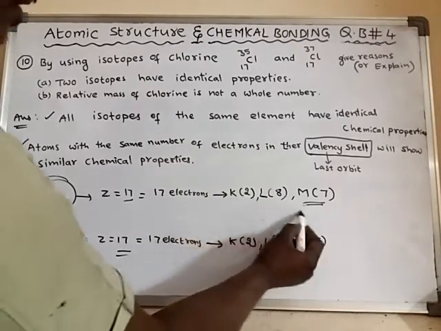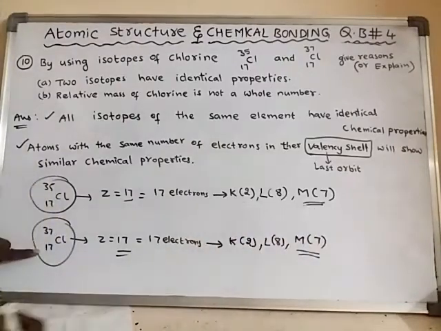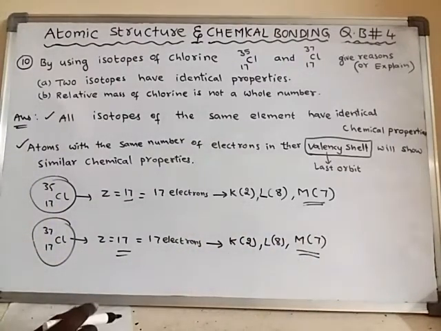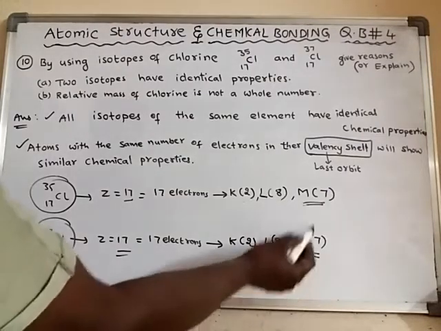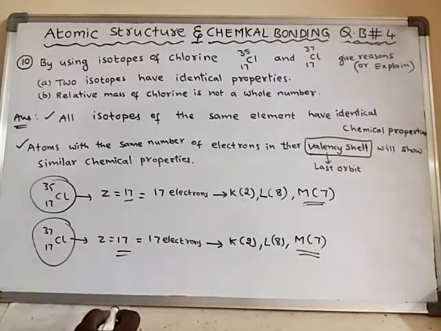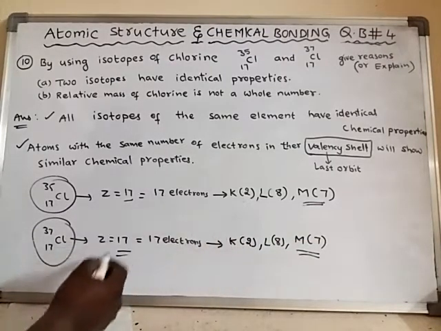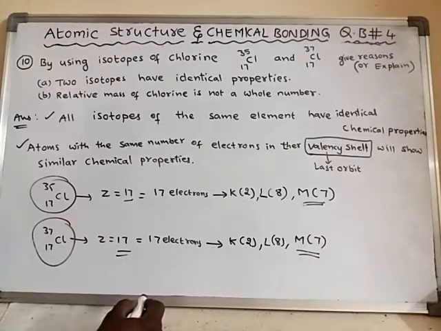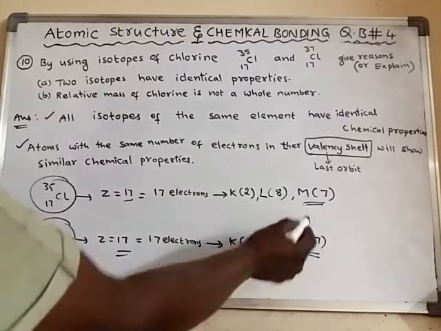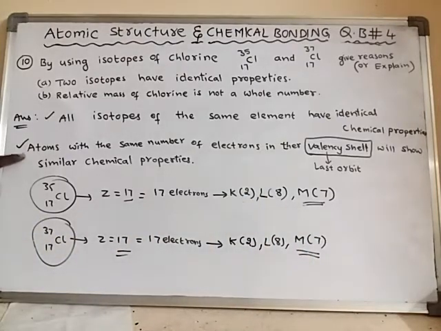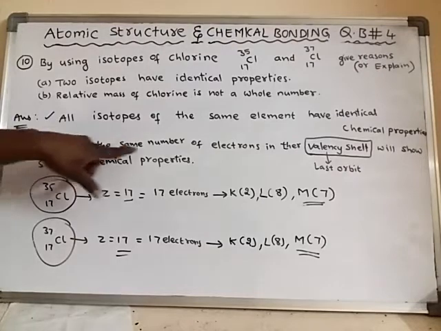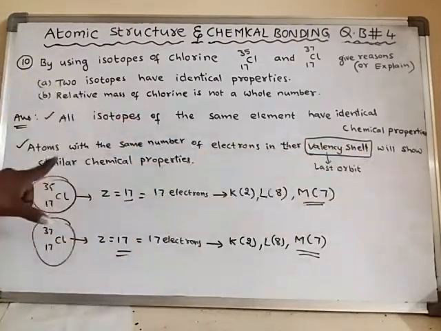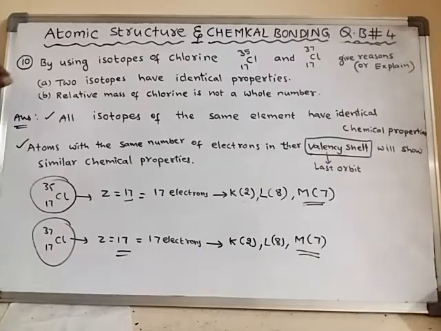If you see the electronic configuration of this one, it is like this, and this one also has the same electronic configuration. That means the same number of electrons in the valence shell. On account of the same number of electrons in the valence shell, they have similar chemical properties. So this is the most important thing: atoms with the same number of electrons in their valence shell will show similar chemical properties. So this is the explanation for this question.